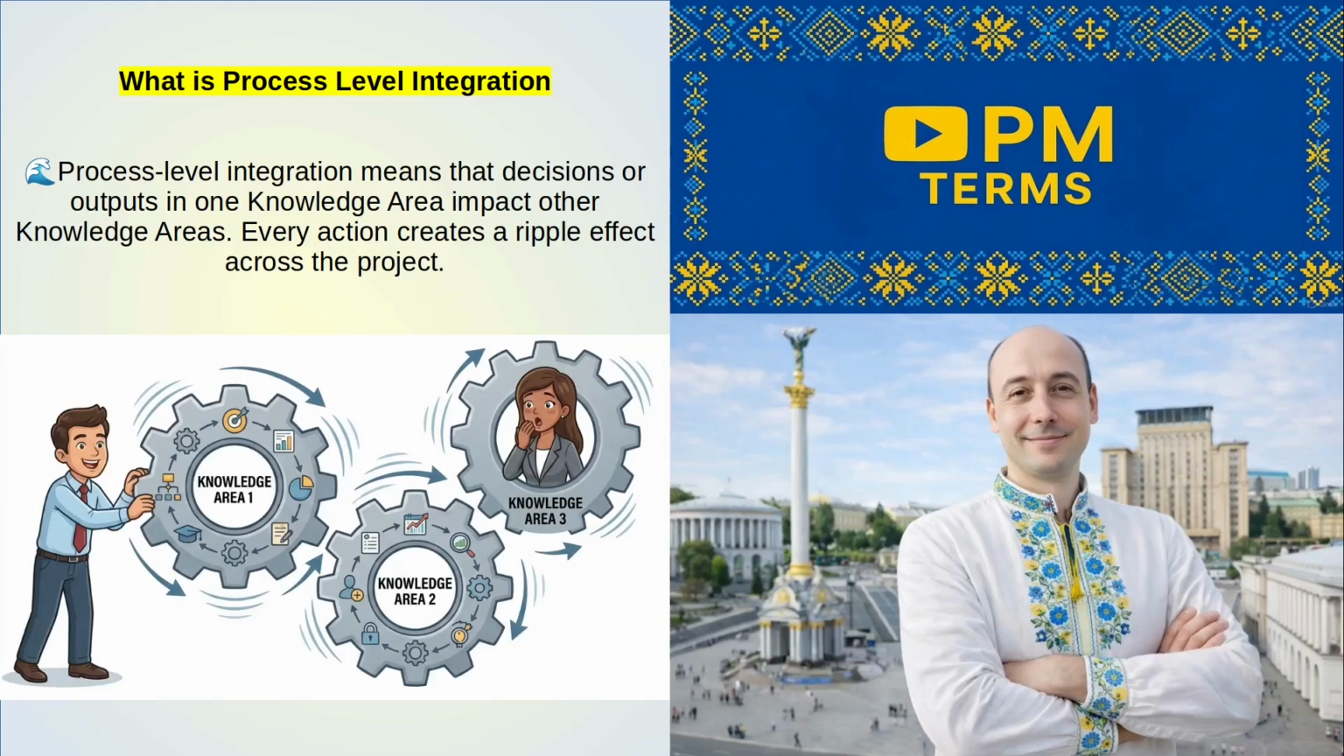We adjust scope, our schedule shifts, we cut down on the budget, quality might suffer. We set up a risk response, it could eat into our contingency funds. It's like a web. We can't just pull out one string without the others moving.